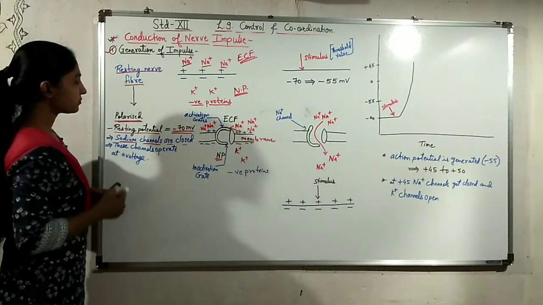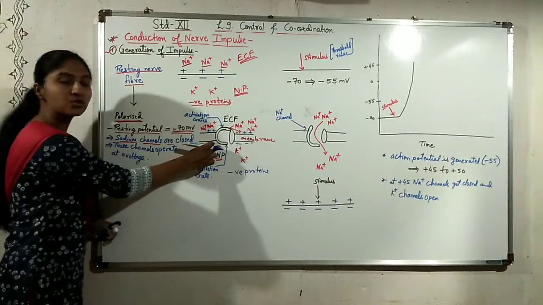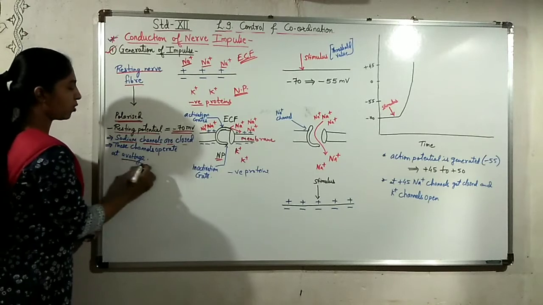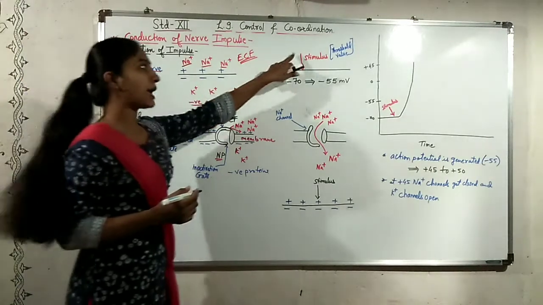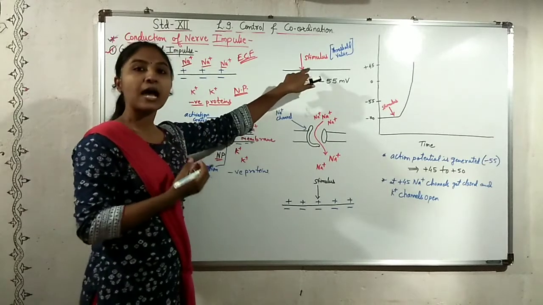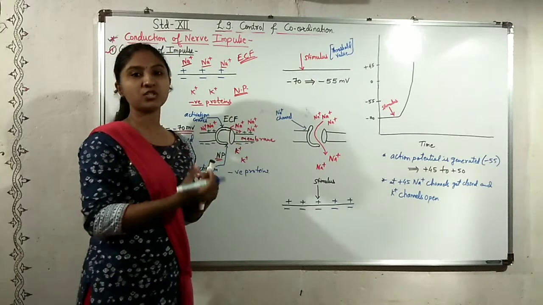Now these sodium channels open because of voltage. When a stimulus acts on the nerve fiber, when the nerve fiber gets the stimulus, at that time a voltage is generated.